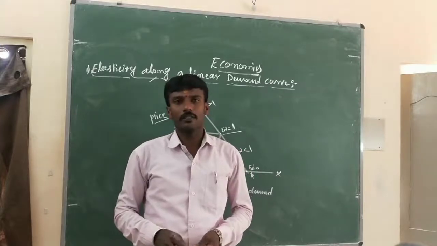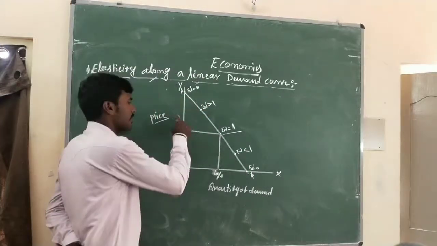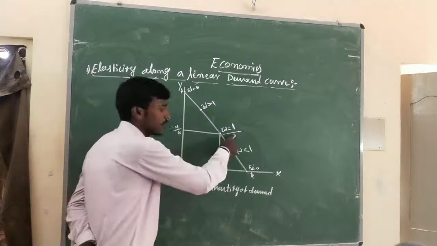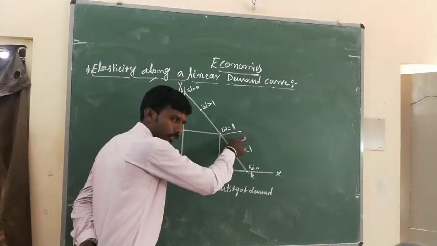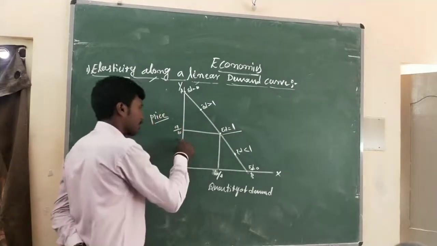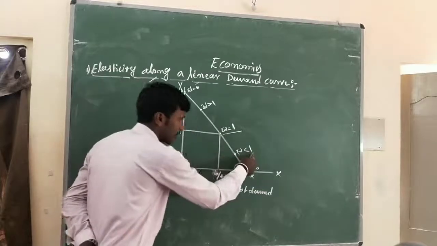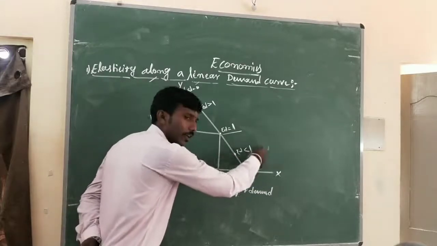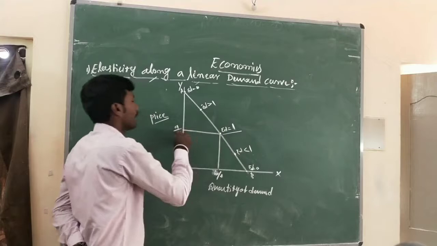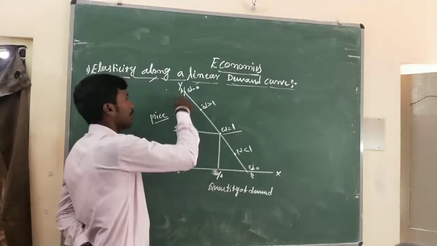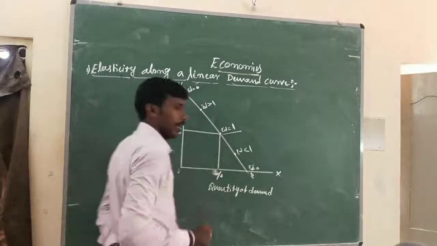At the same time, when the price is A bar B, elasticity of demand is equal to 1. When the price is more than 0 and less than A bar B, the elasticity of demand becomes less than 1. And when the price is more than A bar B and less than A, elasticity of demand is always more than 1.